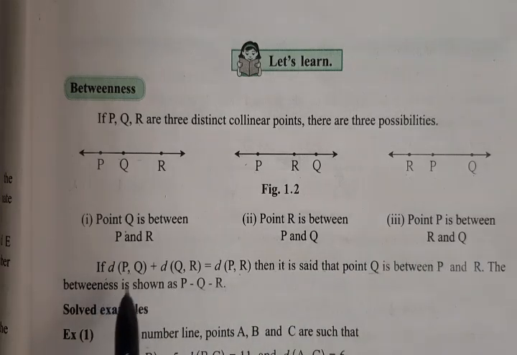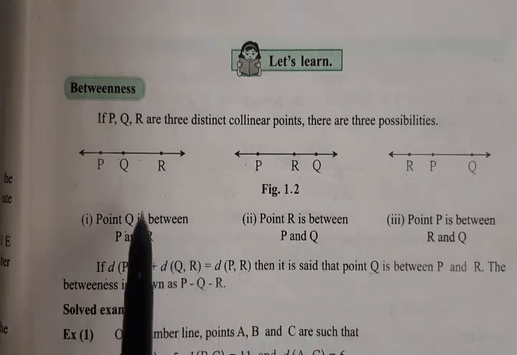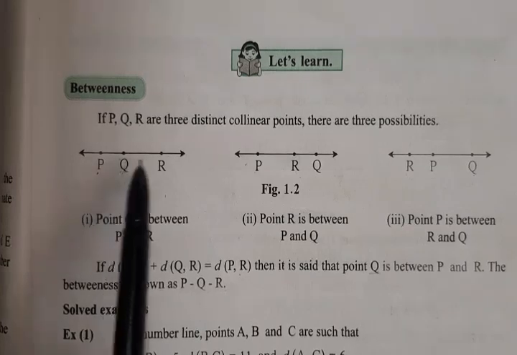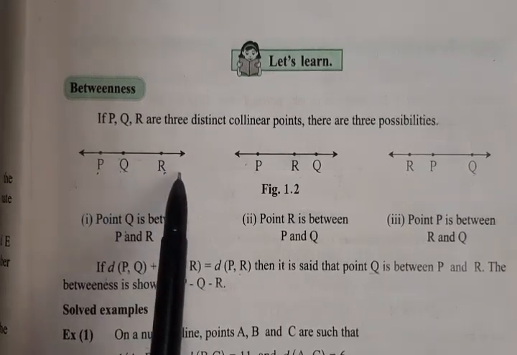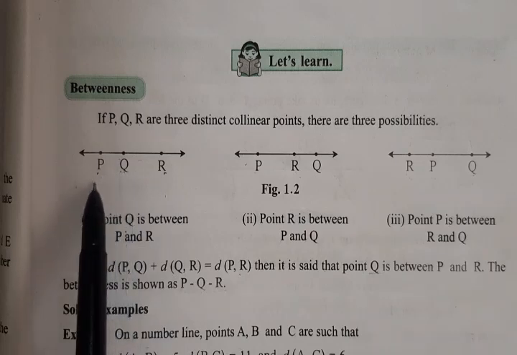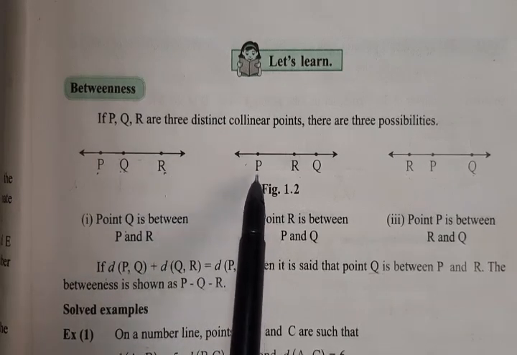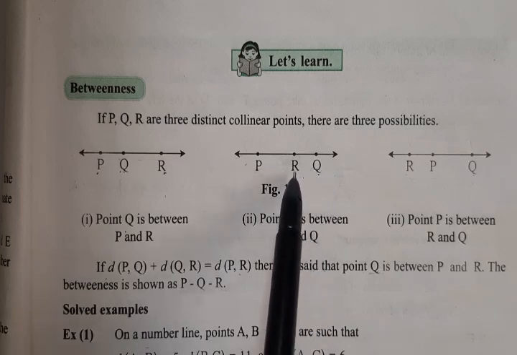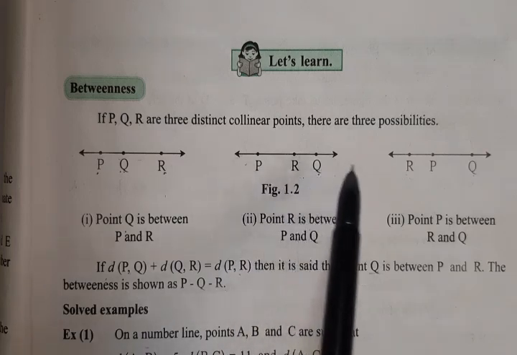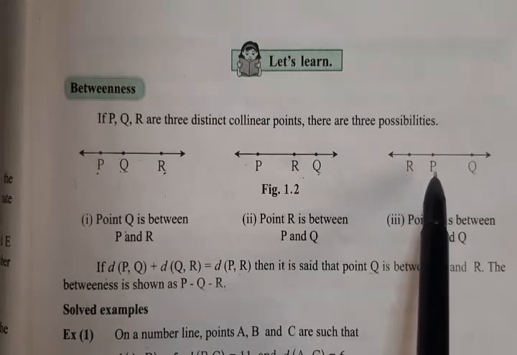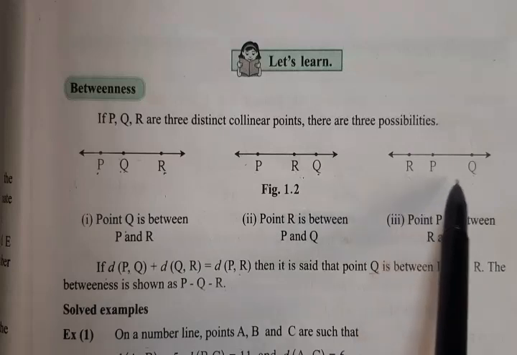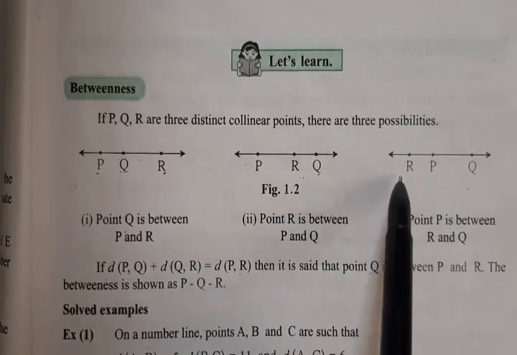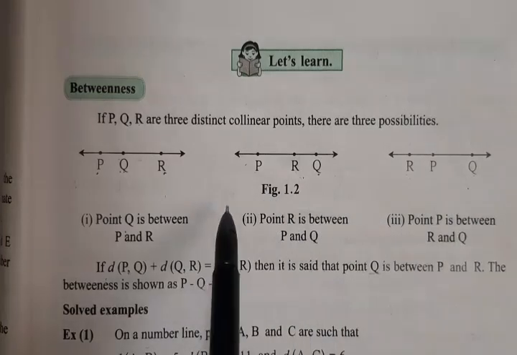So if d(PQ) plus d(QR) equals d(PR), then Q is in between P and R. Again I am going to repeat, d(PQ) plus d(QR) equals d(PR), then we can say that point Q lies in between P and R. Similarly, d(PR) plus d(RQ) equals d(PQ), then point R lies in between P and Q. And last one, d(RP) plus d(PQ) equals d(RQ), then point P lies in between R and Q. In this way you can find out the betweenness.